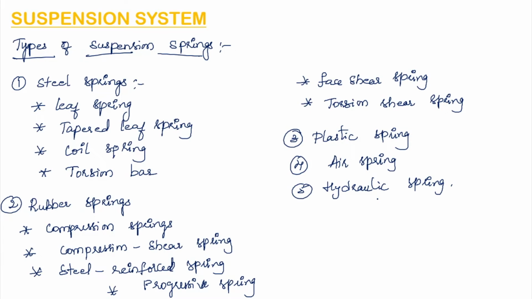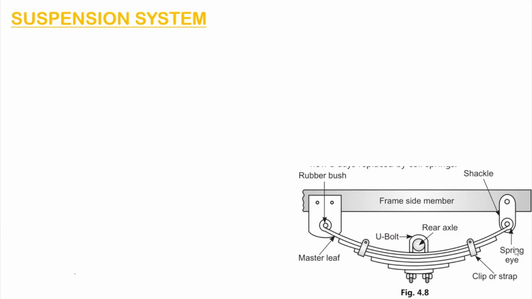So in this we are going to learn about steel spring, and we will learn about the leaf steel spring in detail. So we will discuss the construction of the steel spring, and among that, the leaf spring. This type of spring is most commonly used in vehicles.